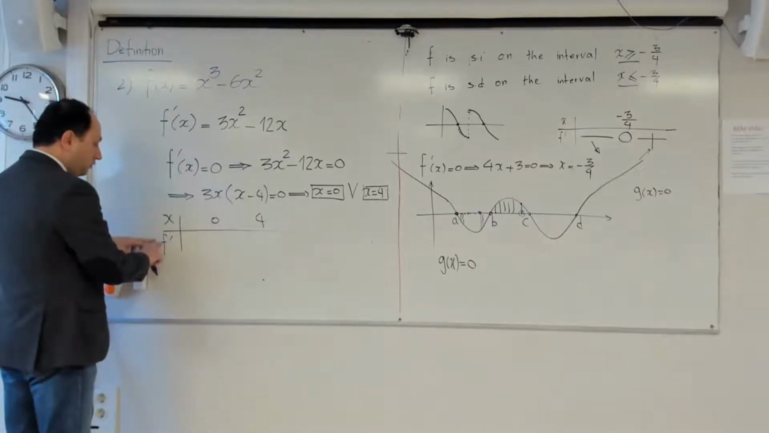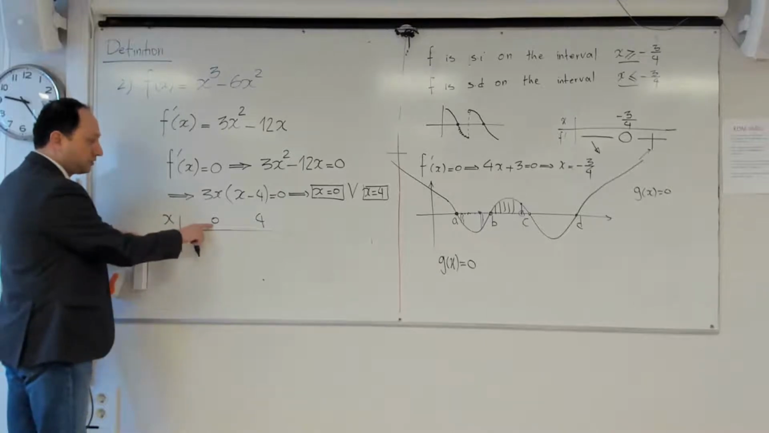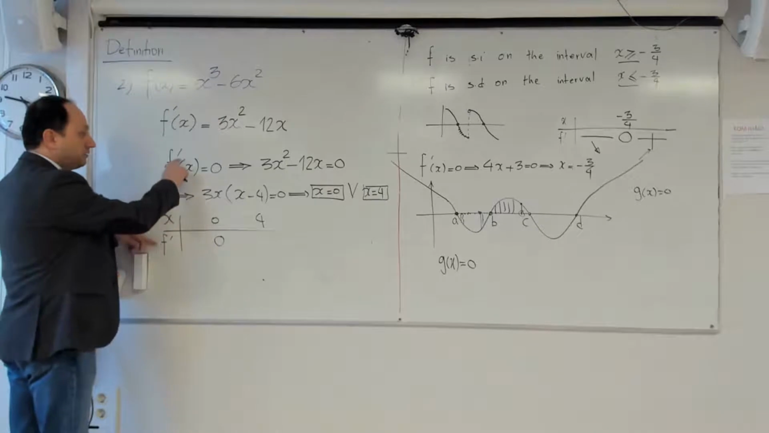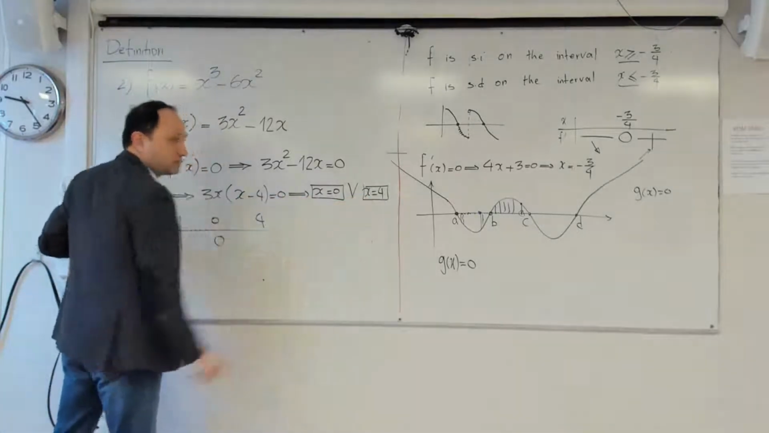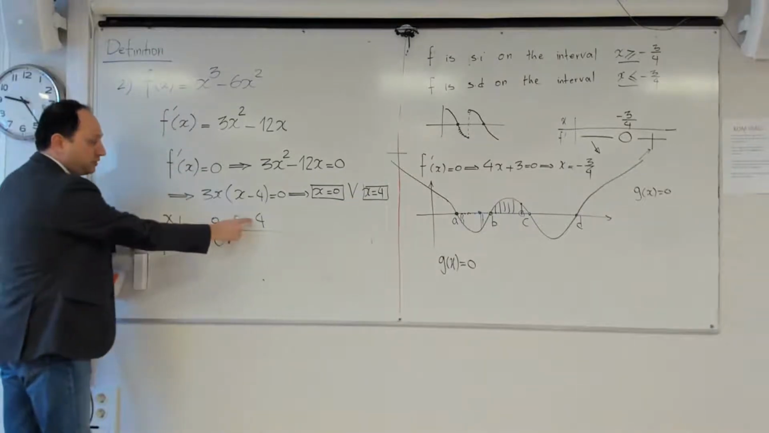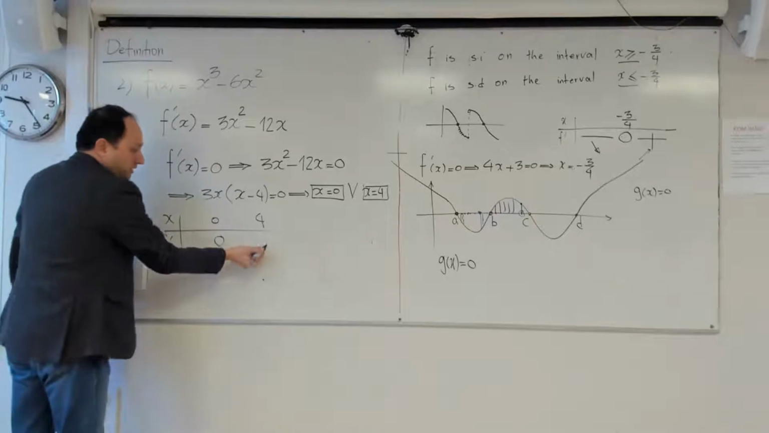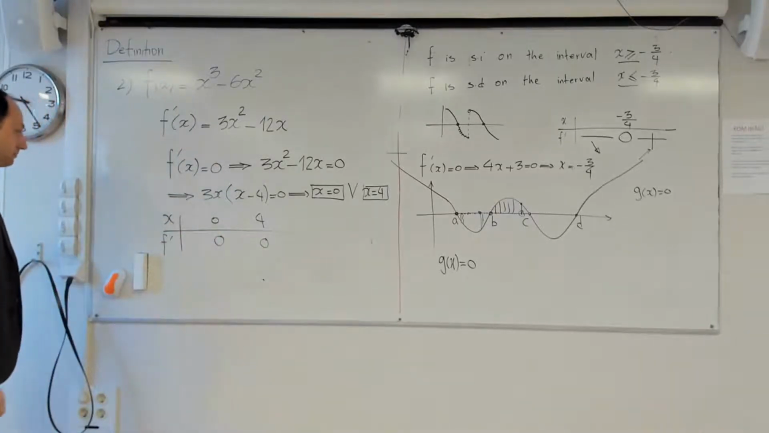If I ask you what is the value of f prime when x is equal to 0, it is clearly 0. Why? Because I myself set the derivative equal to 0, and I got these 2 answers. So it is clear that if I put these numbers back into my derivative, the derivative becomes 0. You don't need to really calculate, but if you want to, you can do that.